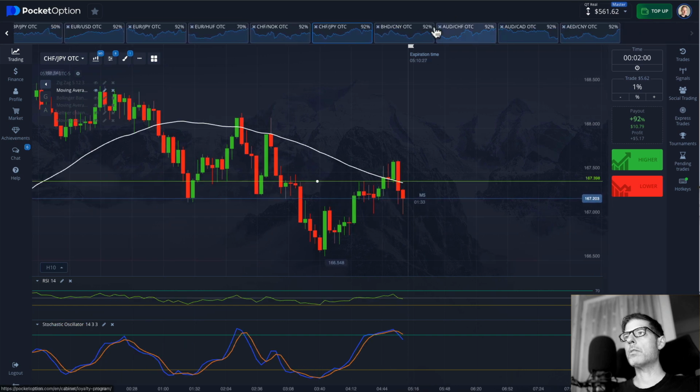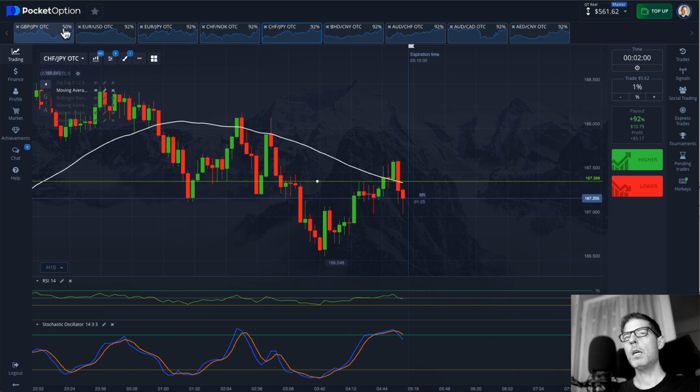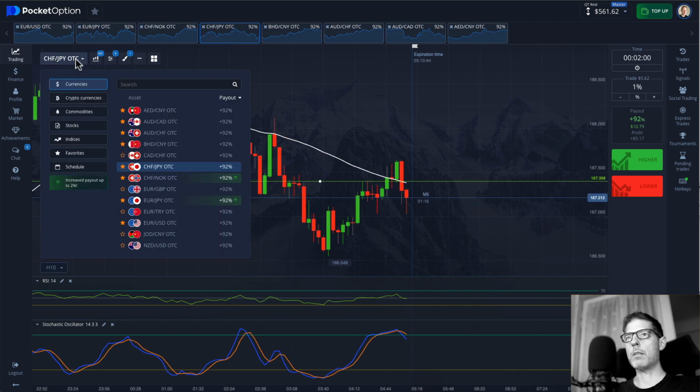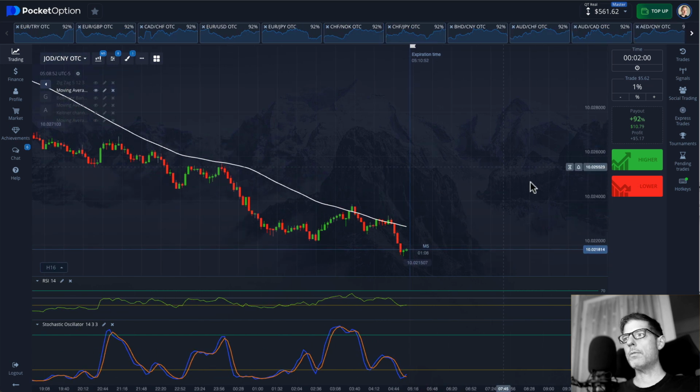We do have some pairs up here where the payout amounts have reduced. You can see that the GBP JPY OTC is 50% payout, and of course with binary options that's way too low. So we're going to go ahead and add some new pairs, and let's just fill up the top of the screen there. There we go. And we're still on the 5-minute. And I like to look on the 5-minute and then jump down to the 1 minute for entry.